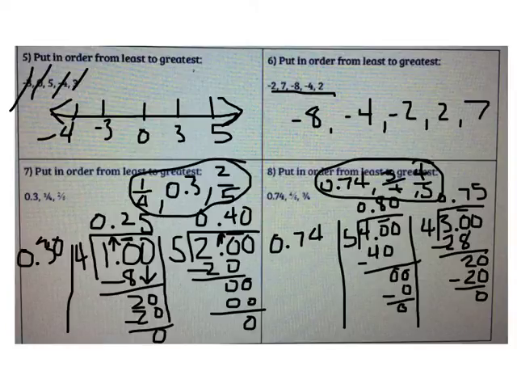4/5 is equal to 80 hundredths or 8/10. 3/4 is equal to 75 hundredths. So to put these numbers in order, 74 hundredths is the smallest, followed by 3/4, and then 4/5.